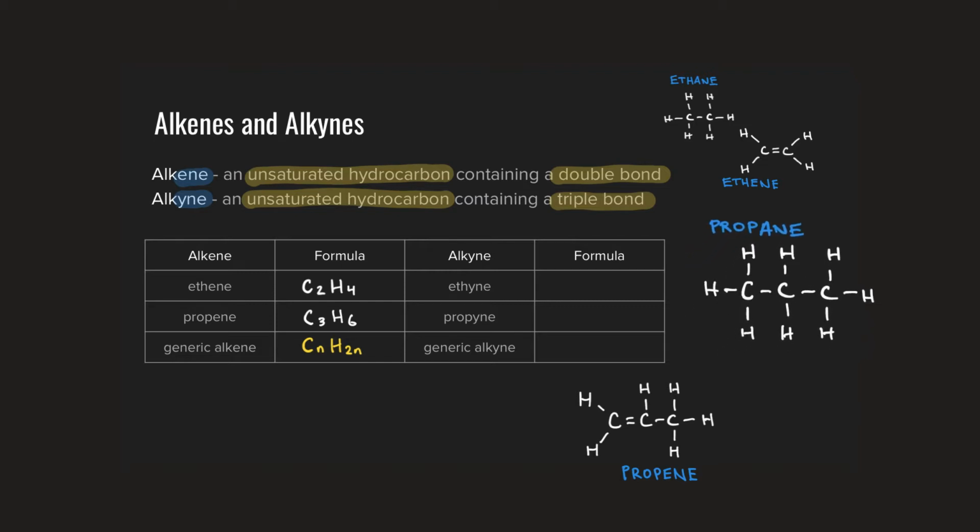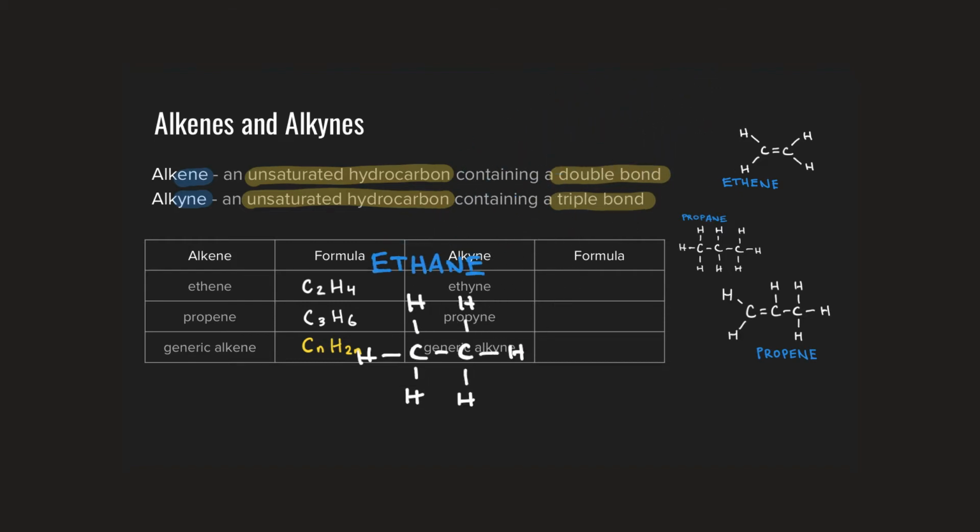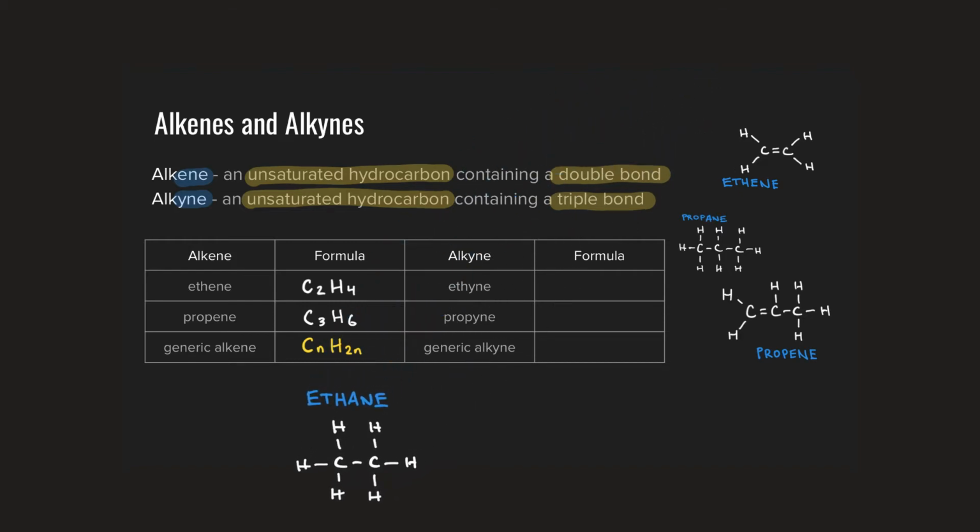We can go through the same process for those alkynes. Again, remember those alkynes contain a triple bond. A 2-carbon alkane, as we mentioned before, was called ethane. But if we change that single bond in the saturated hydrocarbon to a triple bond in the alkyne molecule, we end up with a new formula, which is C2H2, and we refer to that one as ethyne.